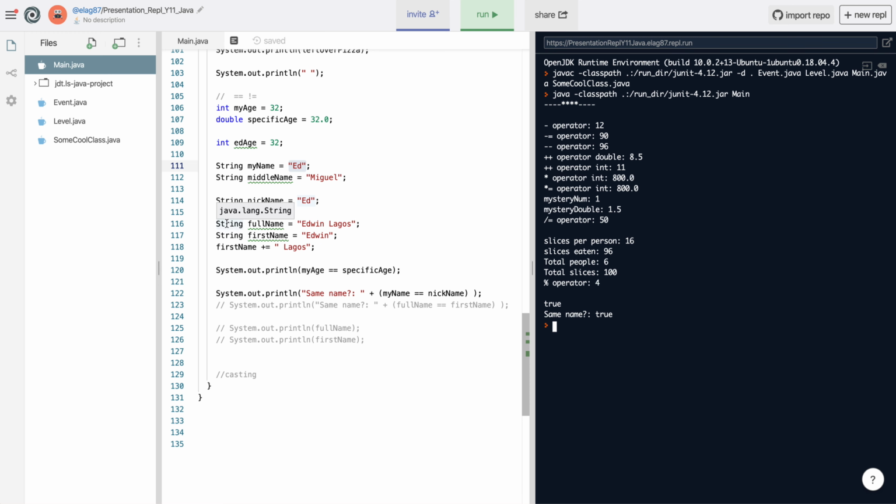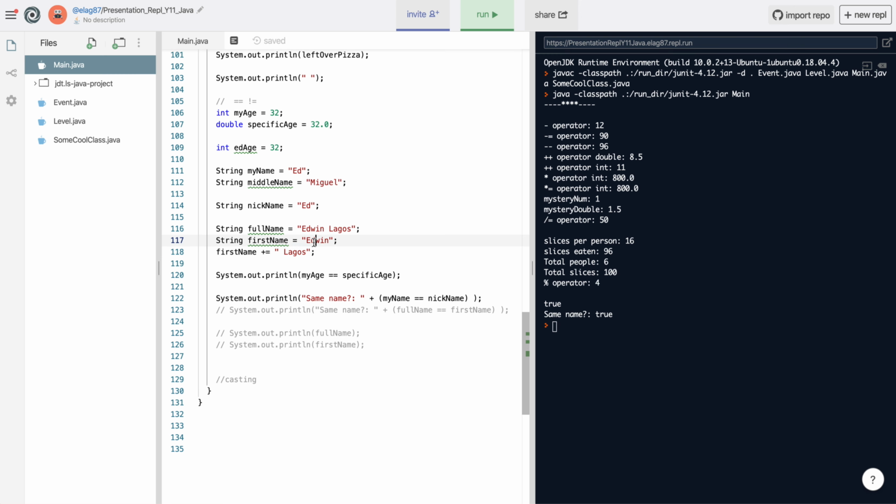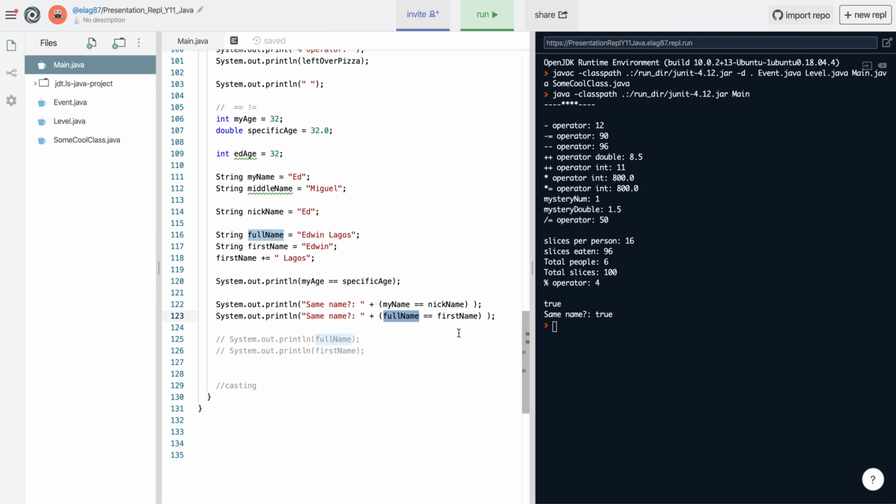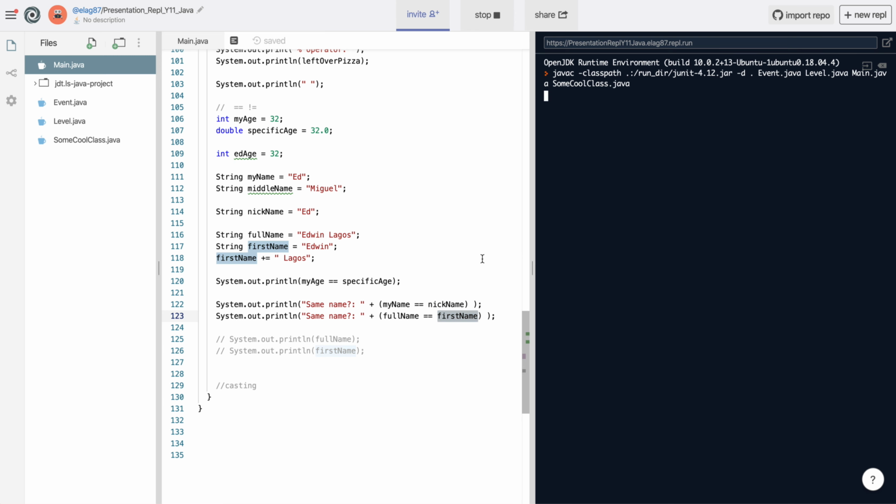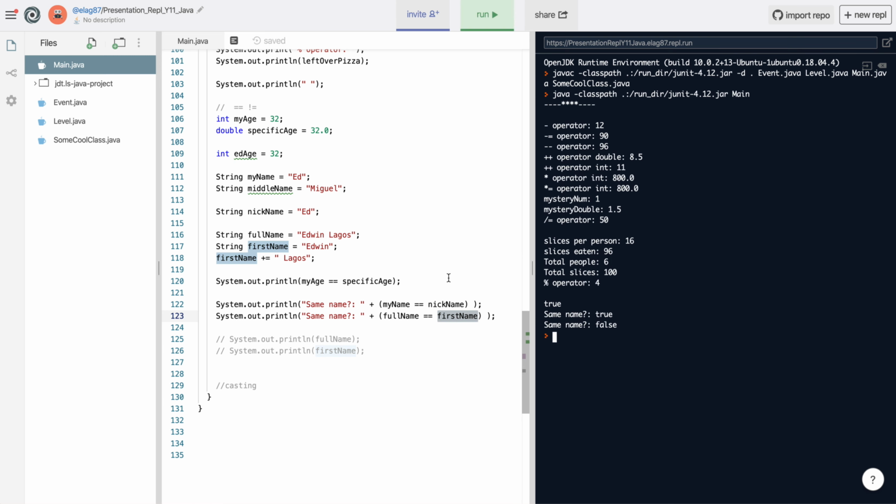So I go string, my full name is Edwin Lagos, and then I go, well, my first name is Edwin, and later on I do plus equals. So I add on a new value onto Edwin. I'm adding on Lagos. Now these two should be the same. Full name and first name should be the same. But let's see what happens. Our full name, Edwin Lagos, and first name, Edwin, plus equals Lagos, the same. And then it's going to say they are not the same.